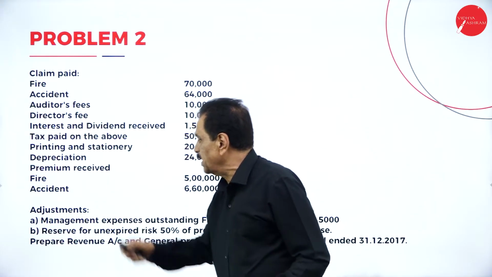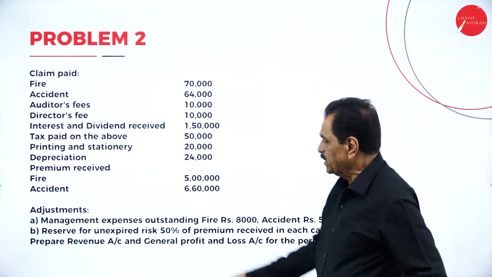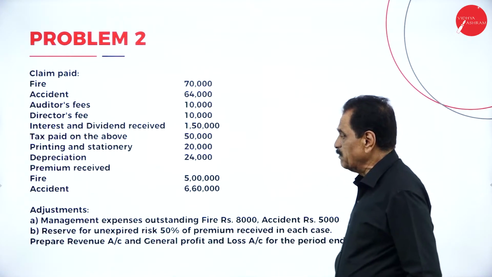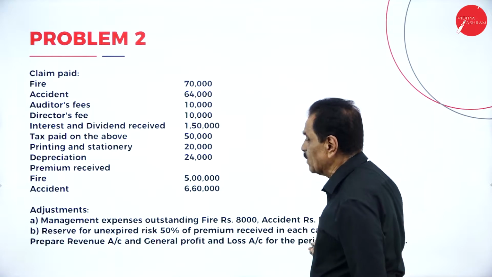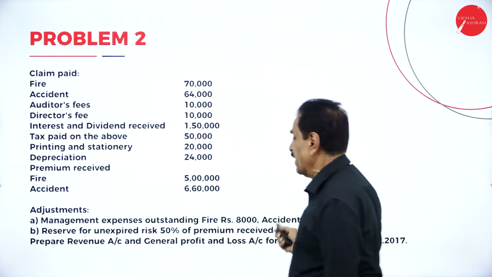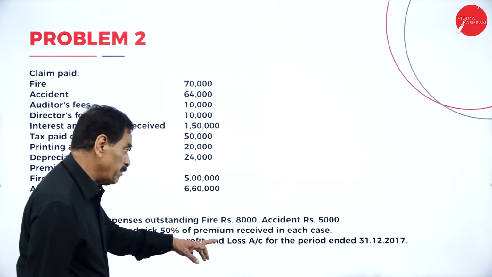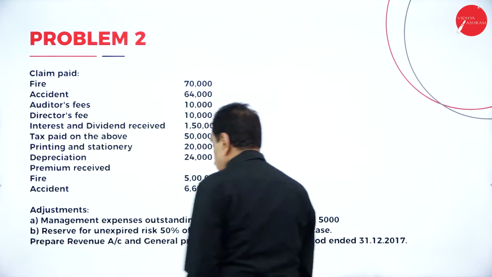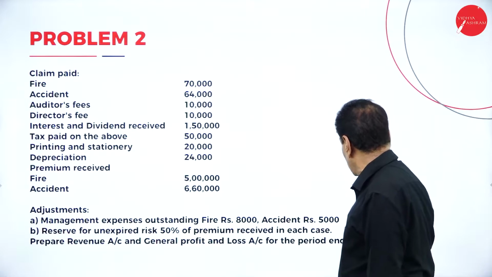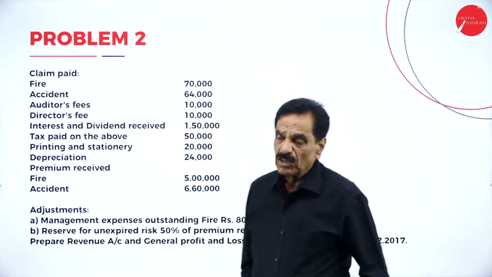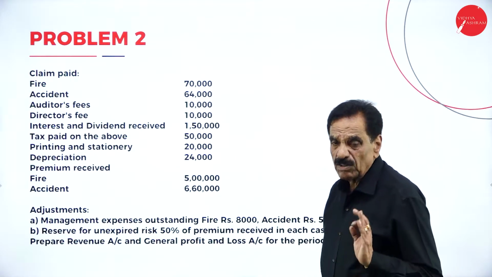Premium received, fire and accident. Adjustments: management expenses outstanding should be added. Management expenses, accident 5,000, should be added to fire. Reserve for unexpired risk is 50% of the premium received in each case. Prepare the revenue account and general profit and loss account for the period ended 31st December 2017, they asked. So you have to prepare the general account for the period.